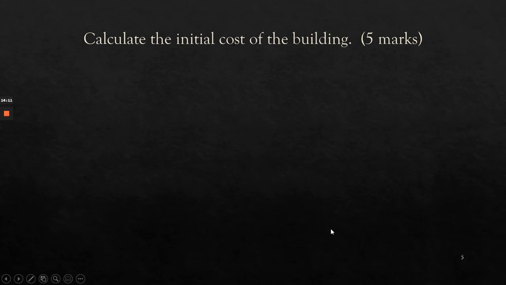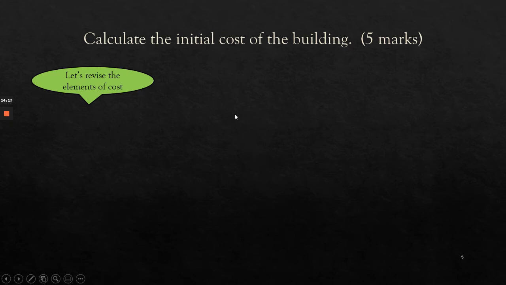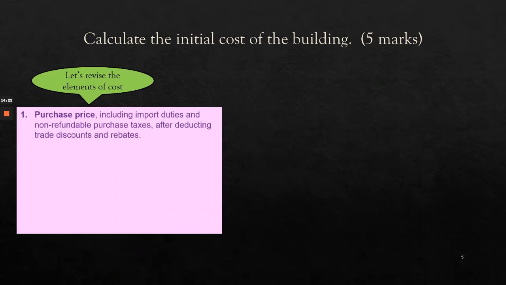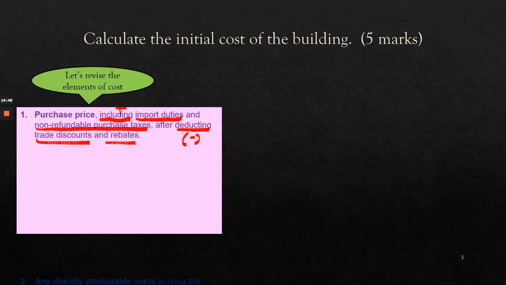Next, you are asked to calculate the initial cost of the building. Before we calculate the initial cost of the building, let's make a little revision on the elements of initial cost. If you can recall from the lecture, it shall include the purchase price. Purchase price including, the word including means you need to add import duty and non-refundable purchase tax. After deducting, meaning reducing, trade discount and rebates. In our case, we have the purchase price and rebate.